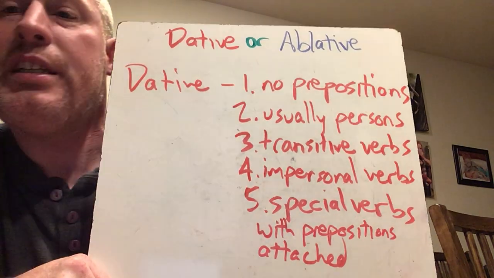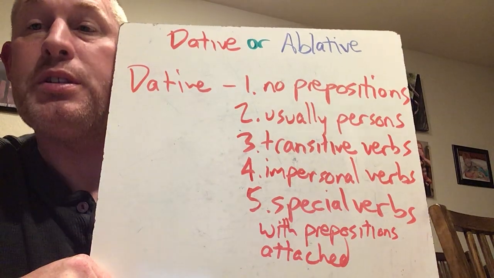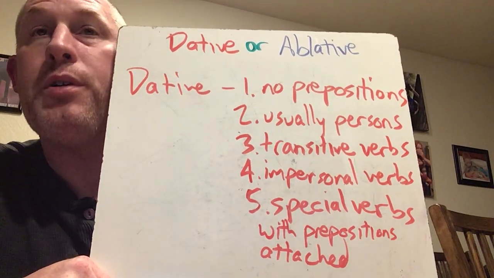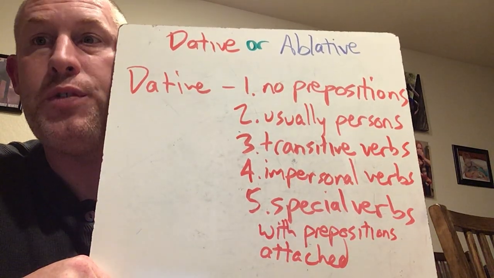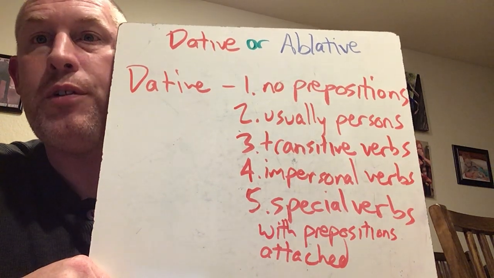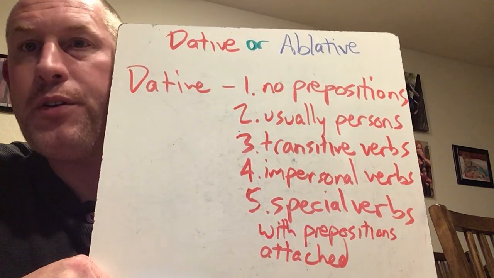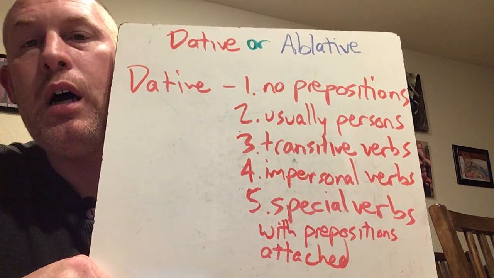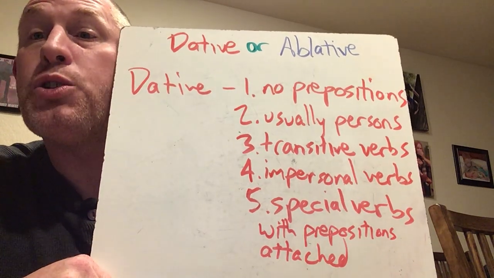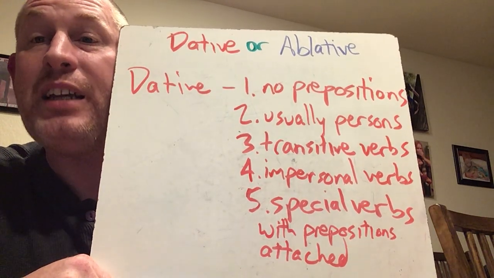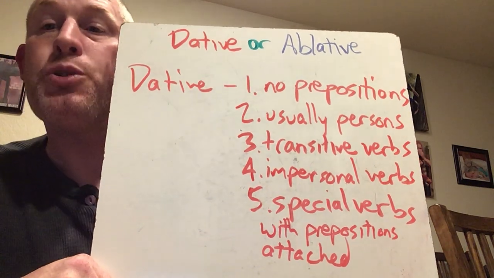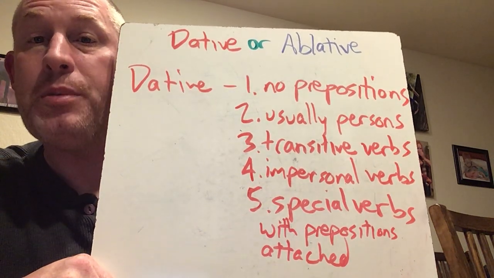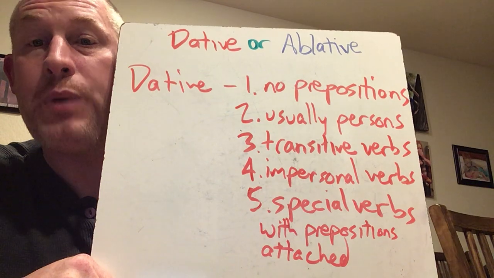The next one is the dative usually exists when you're dealing with persons. So if you're talking about a boy or a slave or a drover or a carriage driver or a woman or a mother or a father, or you get the idea, persons. Third, there's almost always a transitive verb involved. And if there's not, then it's going to be an impersonal verb, because a transitive verb gets you to the indirect object, and the impersonal verb gets you to the reference.